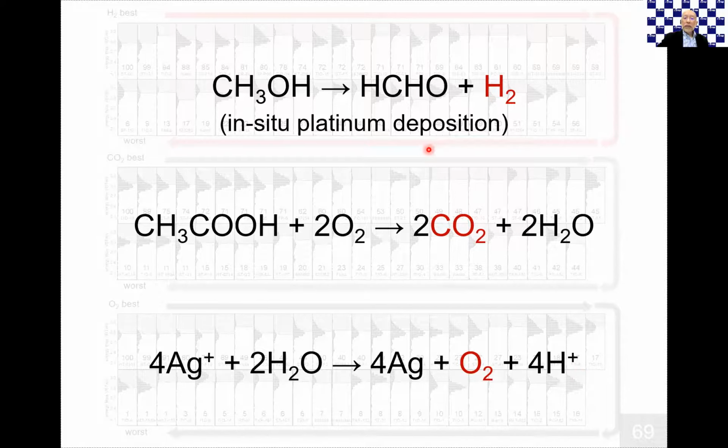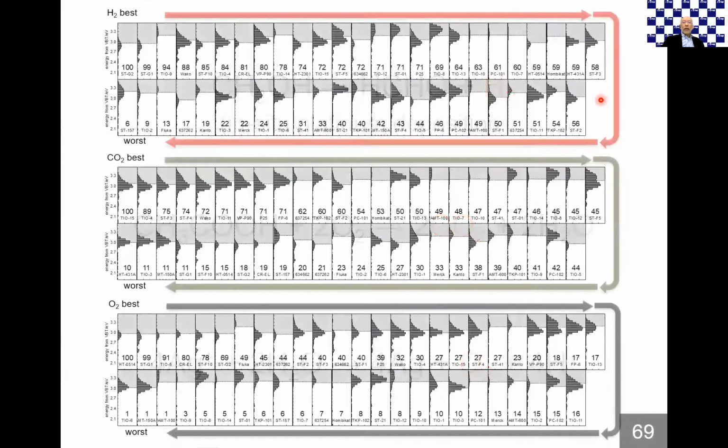Sorry. So then we check the patterns depending on the photocatalytic activity in three kinds of photocatalytic reactions: methanol dehydrogenation to give hydrogen, acetic acid decomposition to give carbon dioxide, and oxygen evolution from silver sulfate solution. And the pattern is plotted in the order of photocatalytic activity.